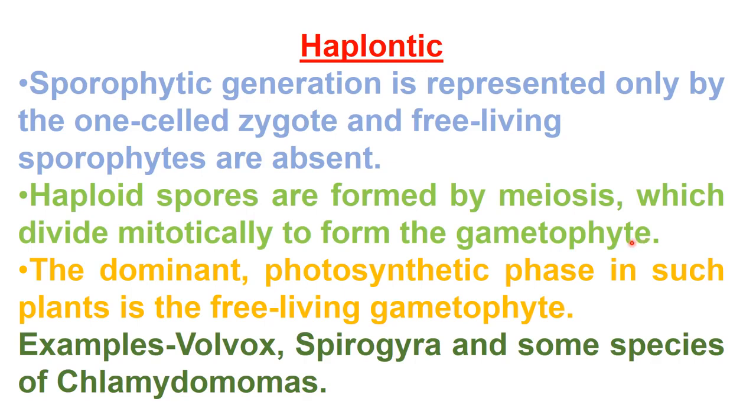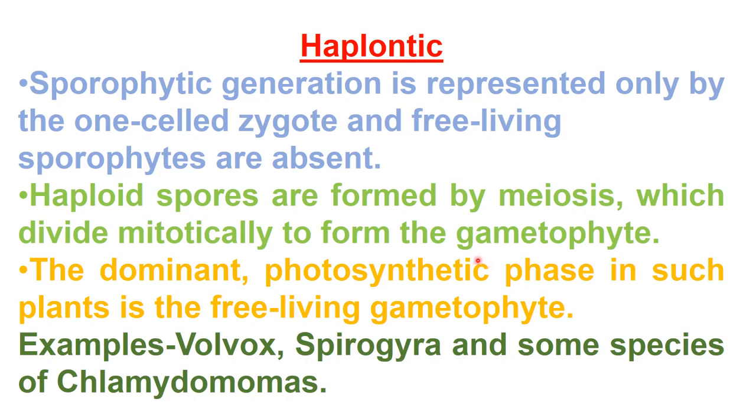Now this gametophyte phase which is present here is the dominant photosynthetic phase in such plants, the free living gametophyte. So this gametophyte is a free living stage, it is the dominant phase and the photosynthetic phase, meaning it can prepare food for the plant. Such a type of life cycle is called the haplontic life cycle.